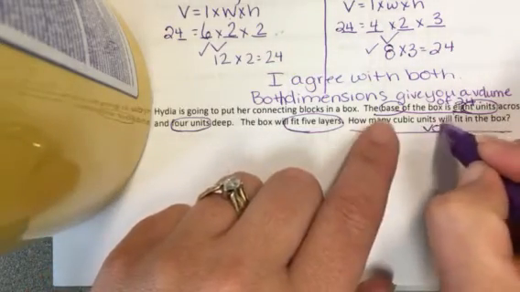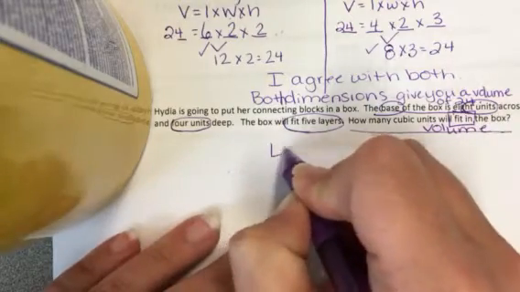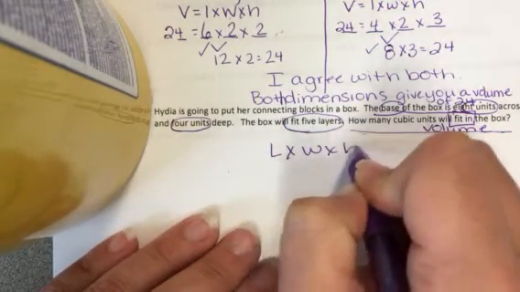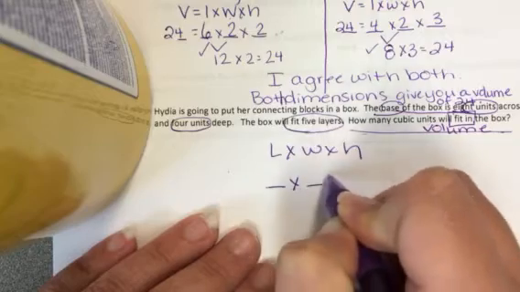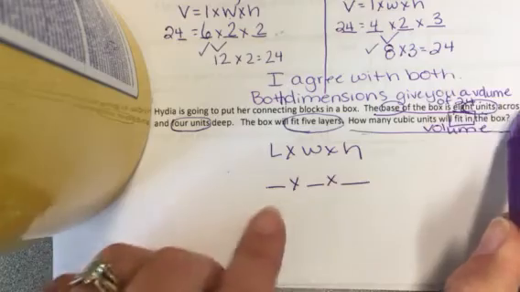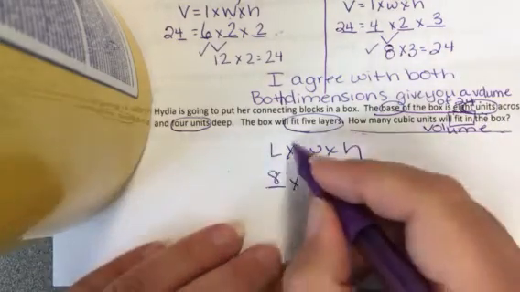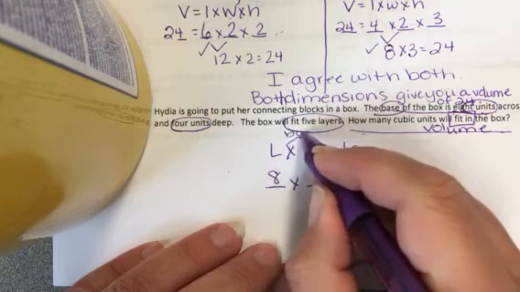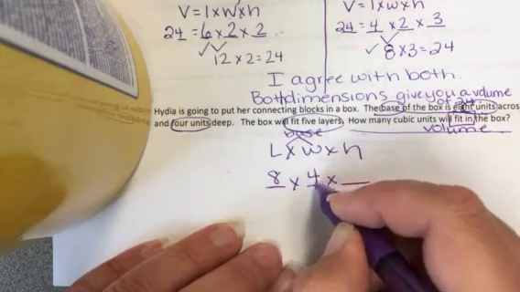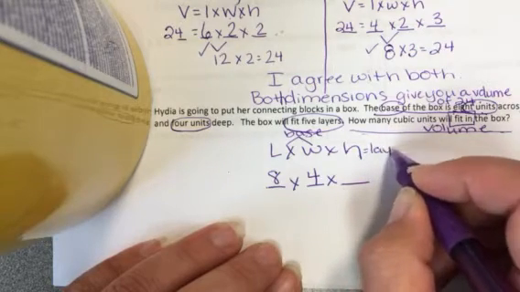This is asking how many will fit in. This is asking you to find volume. I have length times width times height, but this problem did not use those words. That's okay. The base of the box is 8 units across. I'm going to put that as the length, and 4 units deep, because this is what the base is. Layers is the same as height. Height is the same as layers.